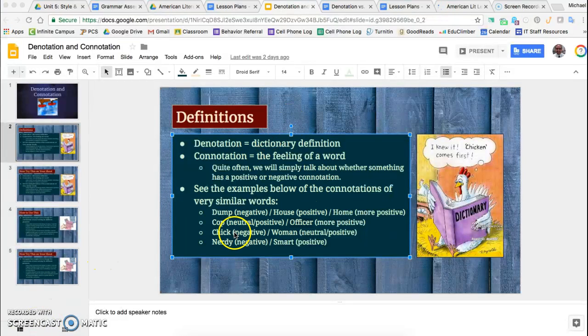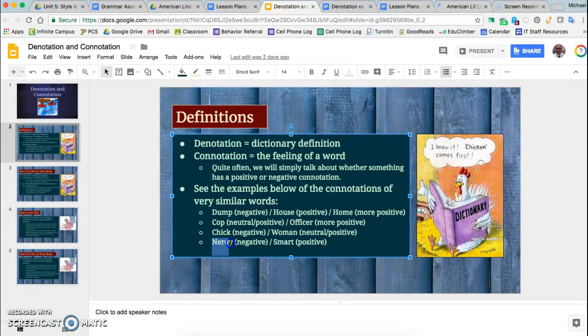The example below it is very similar. Chick is often used in a negative way. Calling somebody a chick is not very respectful. Calling somebody a woman, on the other hand, is either going to be a neutral term, just referring to somebody being a woman, or it might be even a positive term. A lot of times that indicates some kind of strength if you're referring to somebody as a woman, or some kind of maturity.